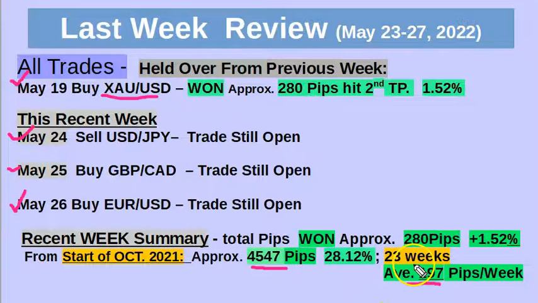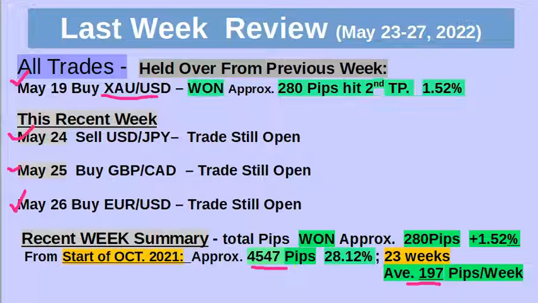So far, for the last 23 weeks, we're up approximately 28.12%. And when I say we're up, that means this is what the currency pair has appreciated by. It does not mean your own account balance, okay?